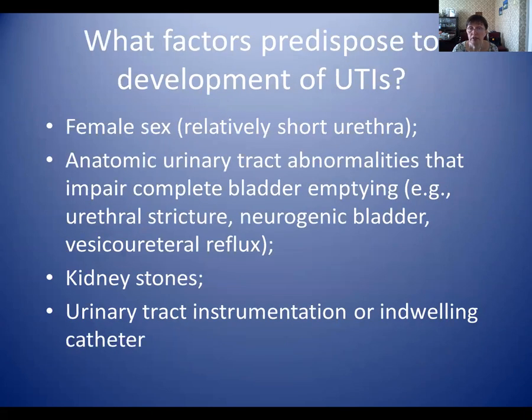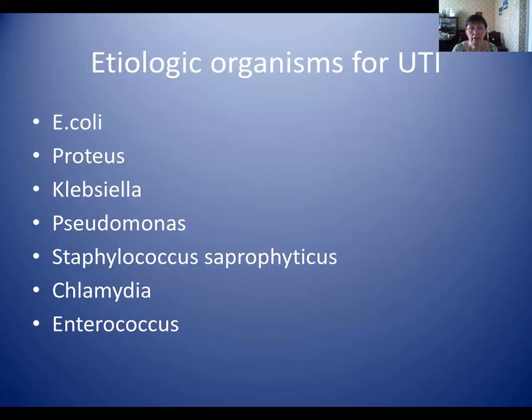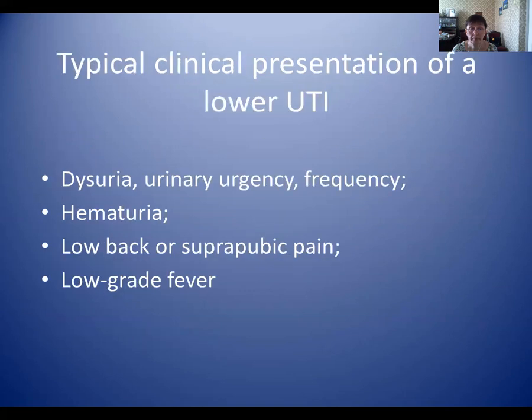What factors predispose to the development of UTI? You see that the male sex, some anatomic abnormalities, then kidney stones, and some instrumental examination procedures in the urinary tract. Then you see the list of different microorganisms which can cause urinary tract infections.